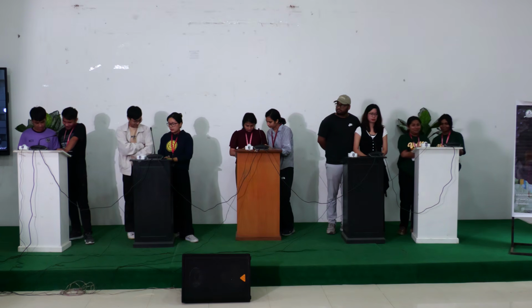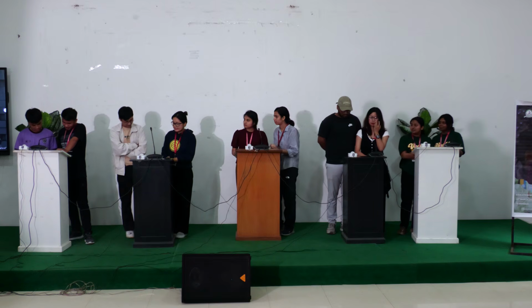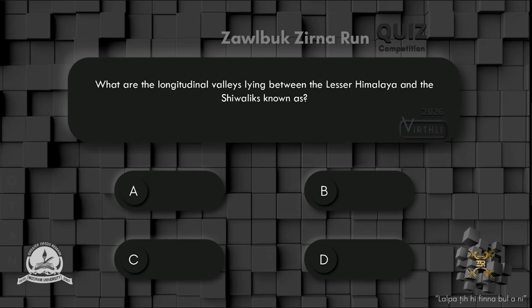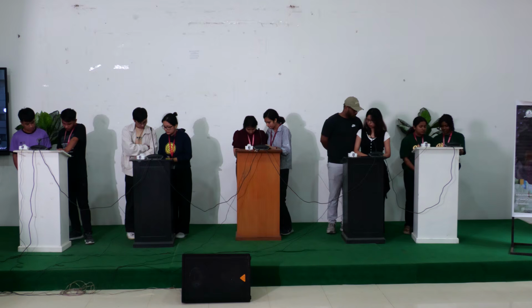Okay, table 2, are we ready? Okay, this is your question. What are the longitudinal valleys lying between the Lesser Himalaya and the Shivaliks known as? And your options are A, Doabs, B, Duns, C, Bhabar, and D, Terai. And your time starts now.